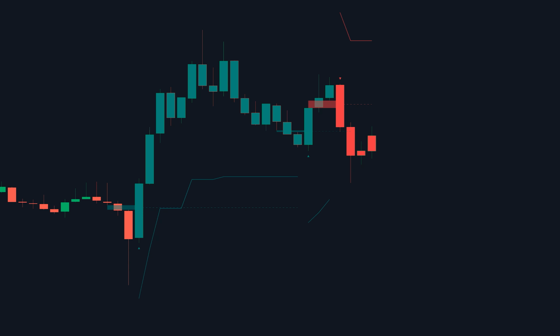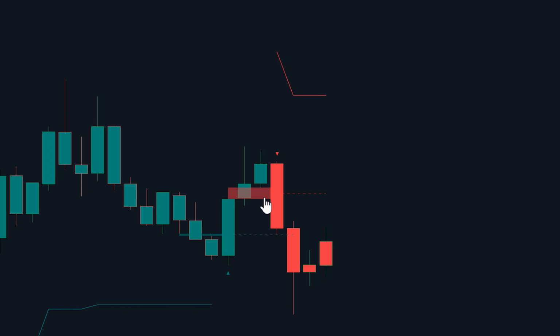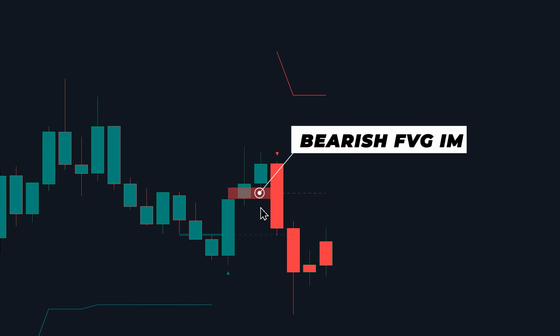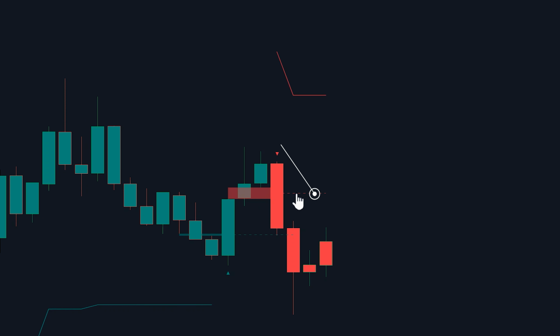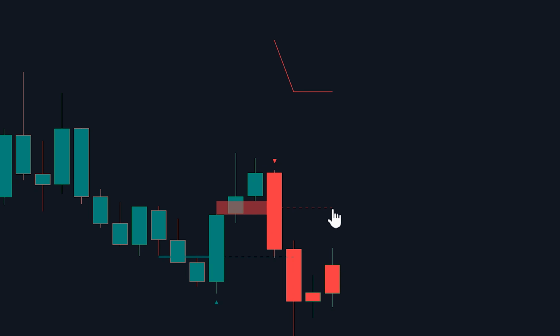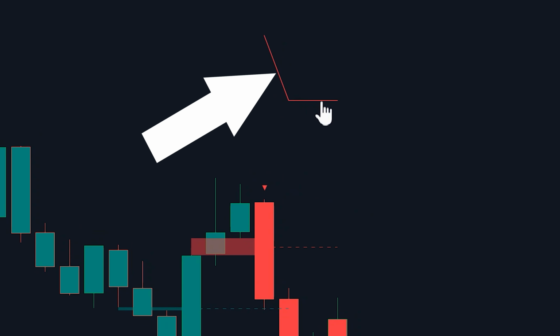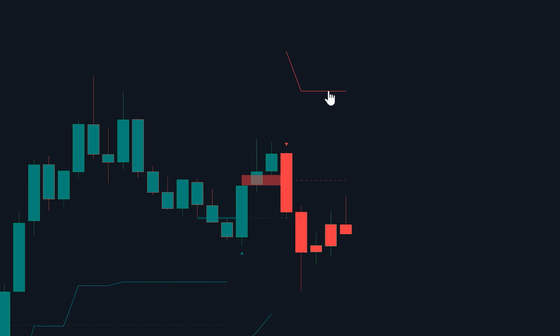Now, on the bearish side, we're going to have the same components, but in reverse. We'll have a red level to signal a bearish FVG instantaneous mitigated signal. There is a bearish average level to represent the midpoint of a bearish FVG area. We'll also see a red downward arrow to show a candle that mitigated a particular FVG. And finally, there is a red ribbon traversing the chart to act as an area for your trailing stop loss.